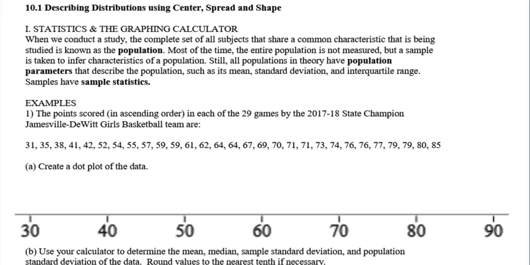In this recording, we're going to start out our stats unit by learning how to describe distributions using center, spread, and shape. So, first off, we need some data. In this case, we're going to use the points scored by the 2017-2018 State Championship JD girls basketball team. Okay, so they had 29 games.